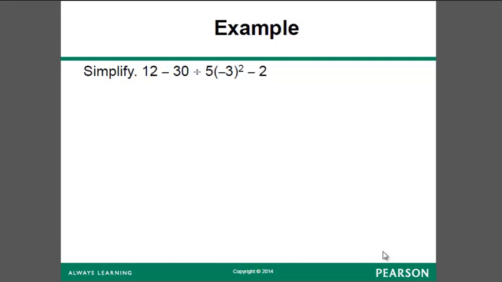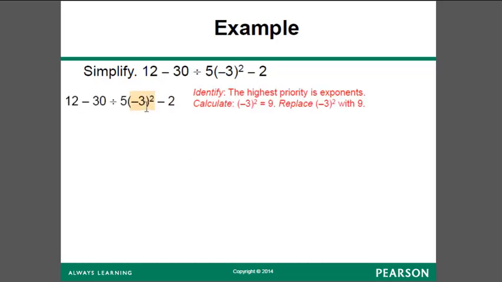Look at this example. 12 minus 30 divided by 5 times negative 3 squared minus 2. Well, our first step is always grouping symbols. Is there anything to really do inside the parentheses? No. So the first thing that we do is actually this exponent, negative 3 squared. Negative 3 squared can be replaced with 9, because negative 3 squared becomes a positive 9.